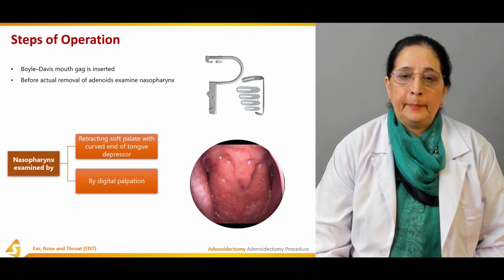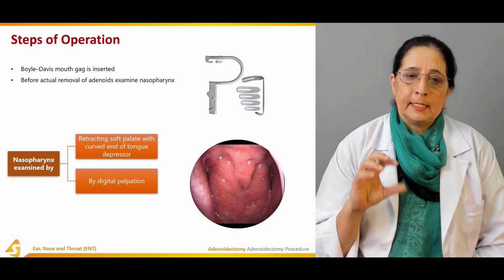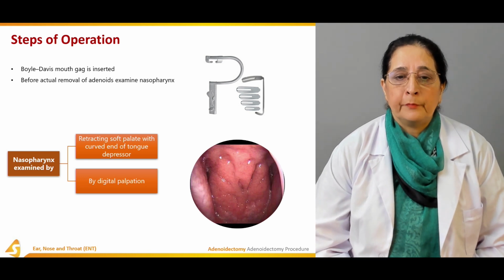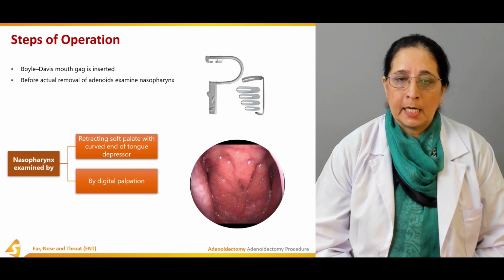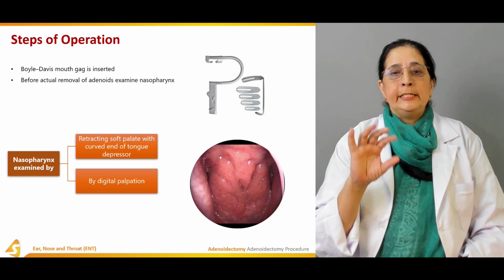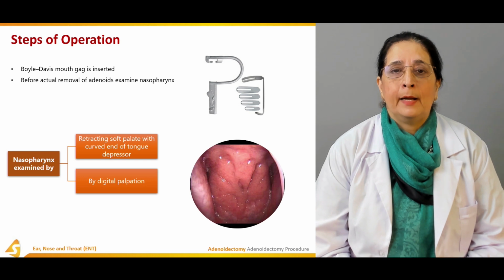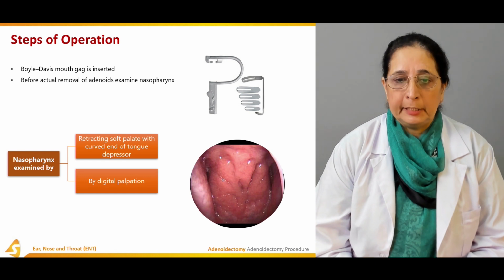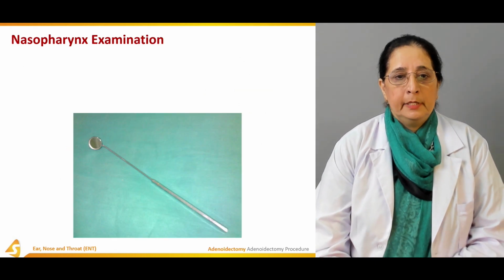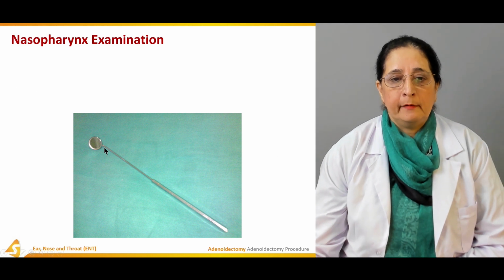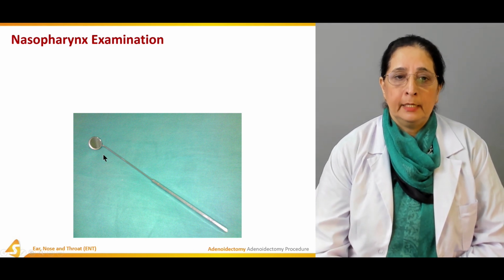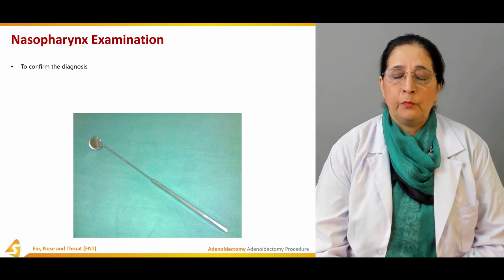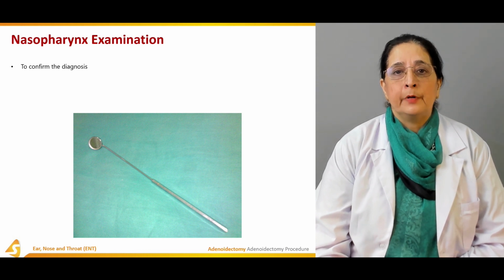And by digital palpation. So we can do it by retracting the soft palate with the curved end of the tongue depressor, and also by digital examination. We can palpate or feel with the fingers. That's the digital palpation. For nasopharynx examination, a mirror can also be used to confirm the diagnosis and to look for the adenoids which are hypertrophied.